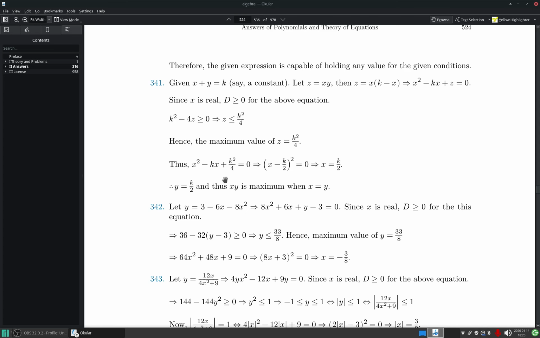We put k square by 4 in the equation, and we get x is equal to k by 2. Now x is equal to k by 2, then y is also k by 2, and thus xy is maximum when x is equal to y.